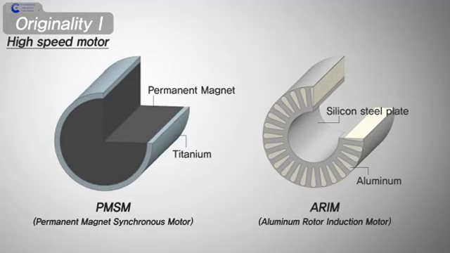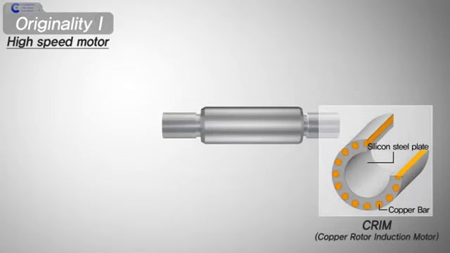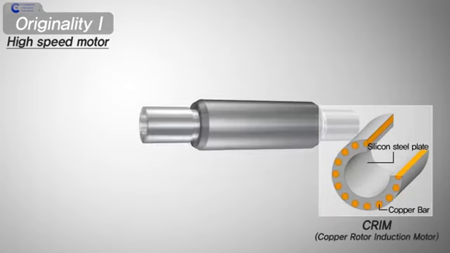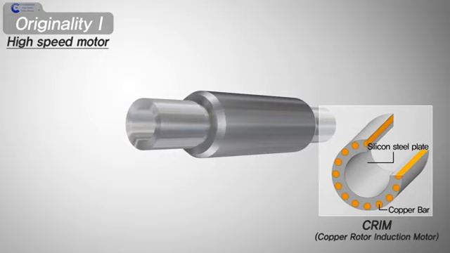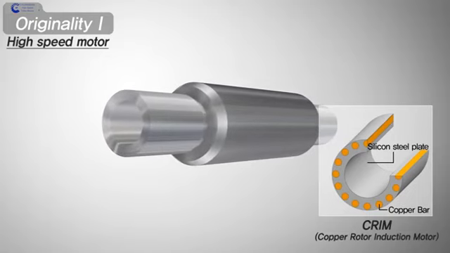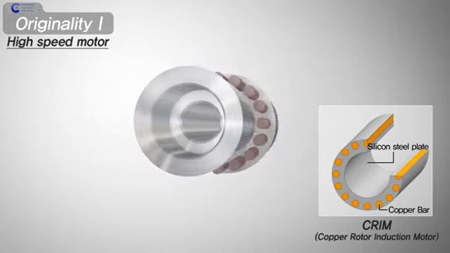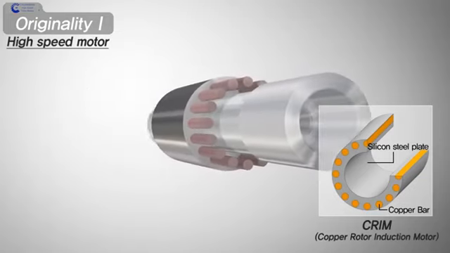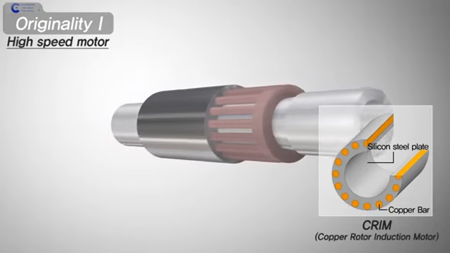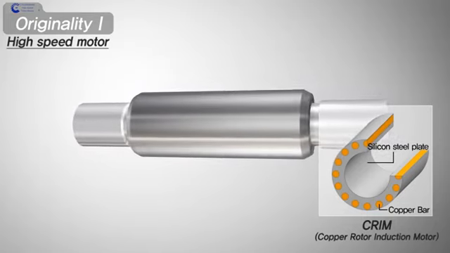In general, the turbo blower uses 2 kinds of high-speed motor: the permanent magnet synchronous motor and the aluminum rotor induction motor. The permanent magnet synchronous motor is high in efficiency but very expensive because of the magnet. On the contrary, the aluminum rotor induction motor is easy to mass produce and stable in various environments but low in efficiency. Ace Turbo adopted the copper rotor induction motor. This is much more efficient than the aluminum rotor induction motor, much more stable in environment, and much cheaper than the permanent magnet synchronous motor.